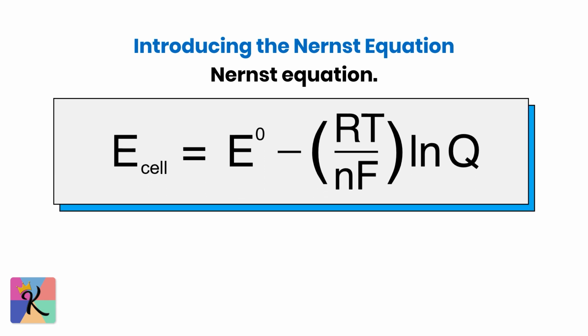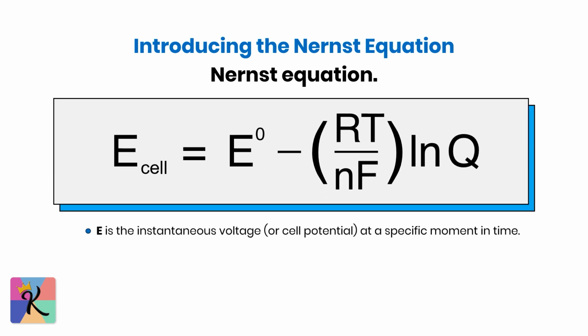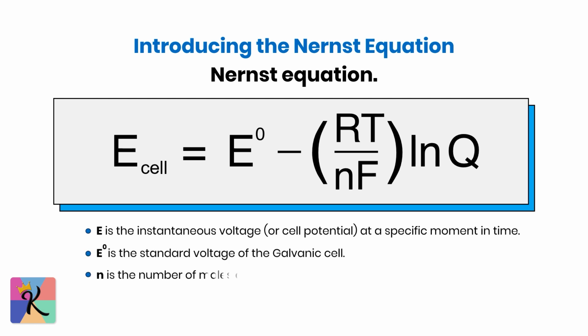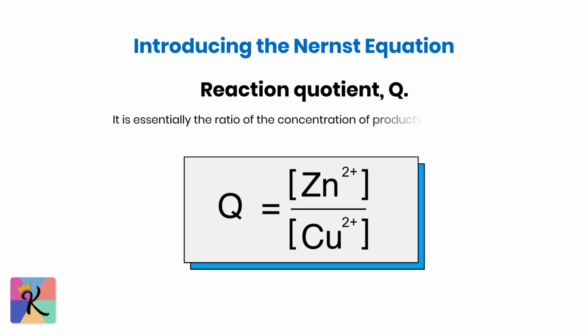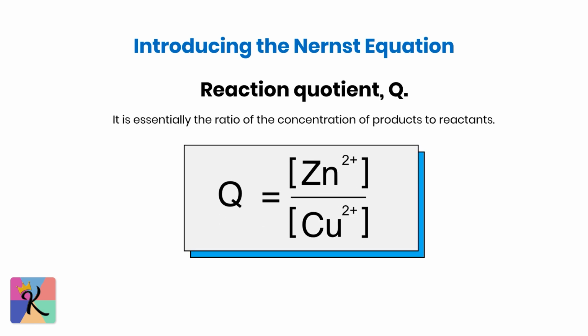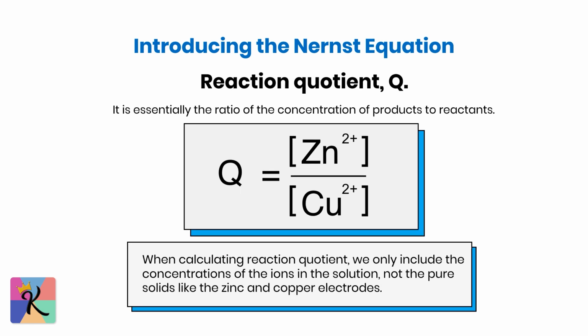Here's how it looks. The E represents the instantaneous voltage, which is the voltage at a specific moment in time. The E naught is the standard voltage of the galvanic cell. Next, N stands for the number of moles of electrons transferred in the redox reaction, while Q is the reaction quotient. The reaction quotient is essentially the ratio of the concentration of products to reactants. But here's the key point. When calculating the reaction quotient, we only include the concentrations of the ions in the solution, not the pure solids like the zinc and copper electrodes.